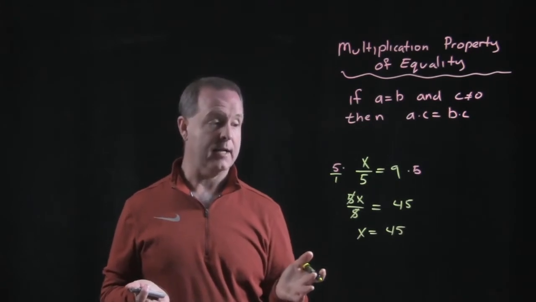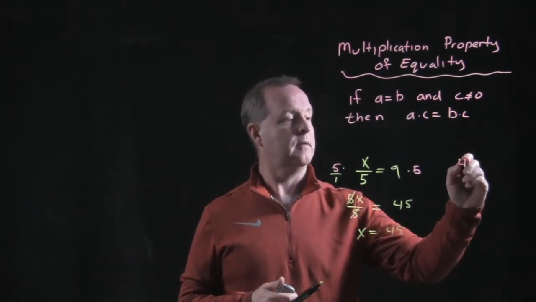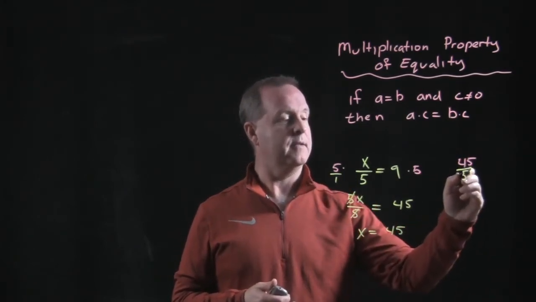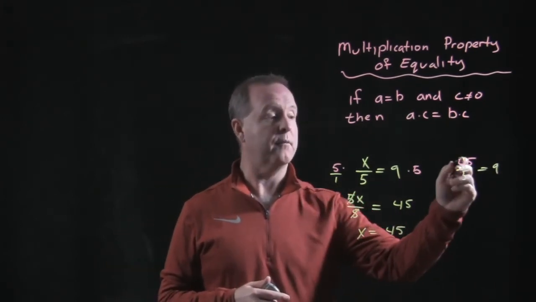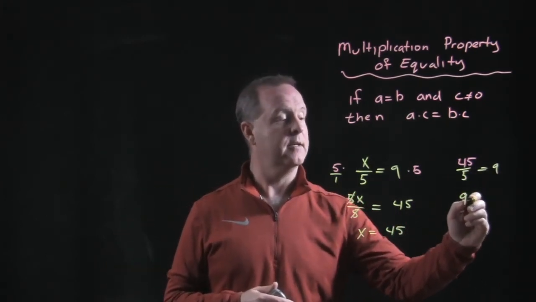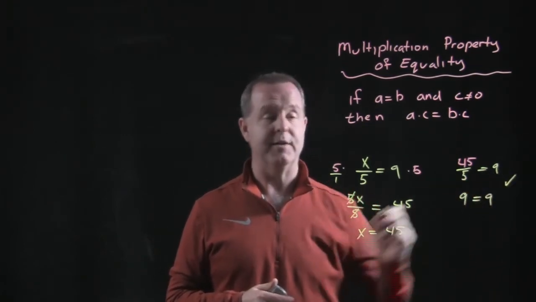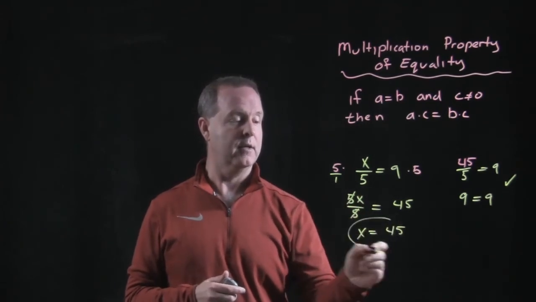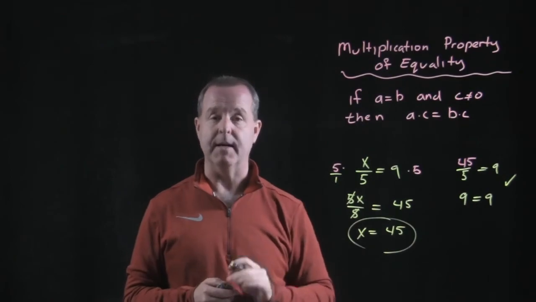I can also check, like we've done before. 45 divided by 5, does that equal 9? 45 divided by 5 is indeed 9. So I get a true statement, 9 equals 9. So I have a check that says I determined the correct solution for this linear equation by using the multiplication property to help me solve it.